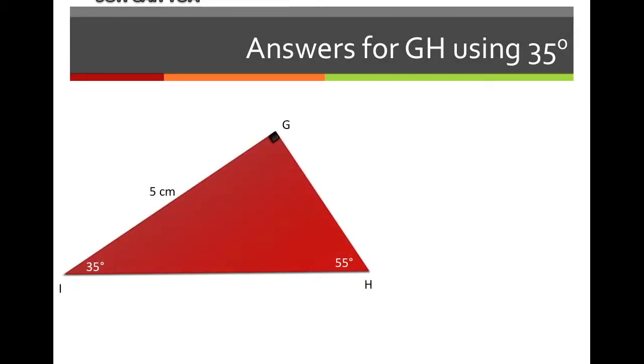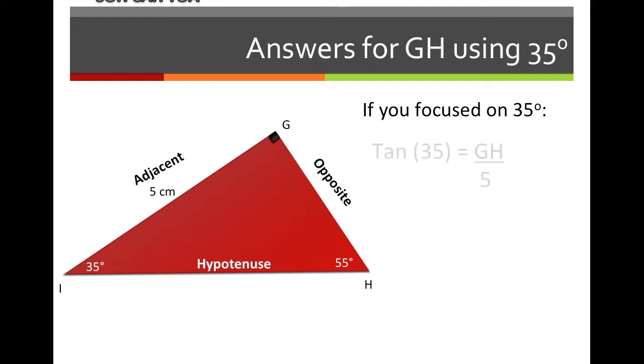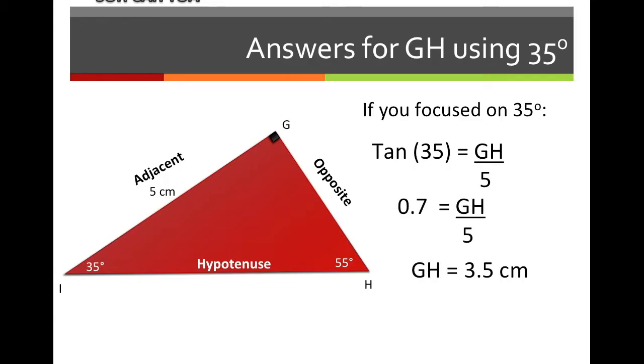Here are the answers. If you focused on 35, you would have something that looks like this, labeled, and you would use TOA because you are talking about adjacent and opposite sides. You would cross multiply 5 times the tan of 35 divided by 1, which gives us that GH is 3.5.